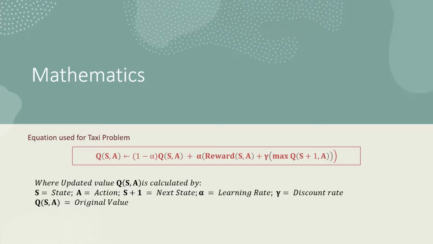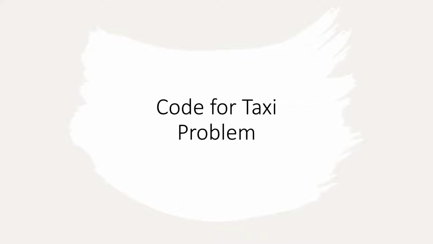This is the mathematical equation used for the taxi problem. The Q value of a current state and current action is calculated by adding the learned value and the previous state's Q value. The learned value is found by adding the reward of the current state and current action to the discounted maximum reward from the next state. Let me show you the code used to complete this task.